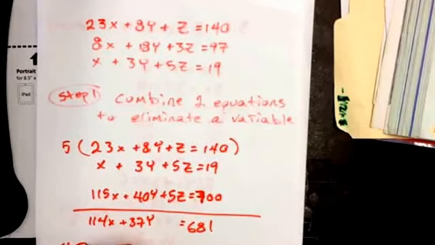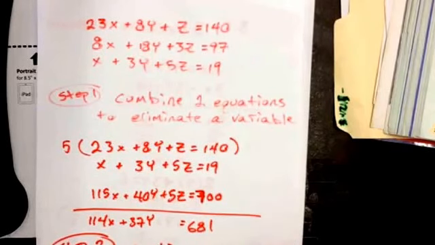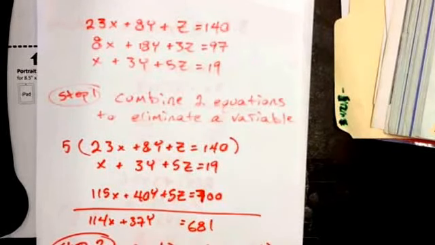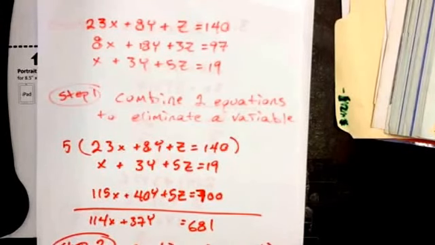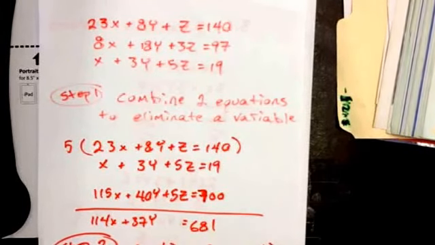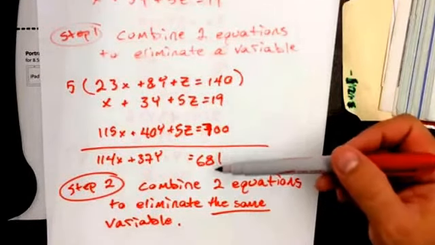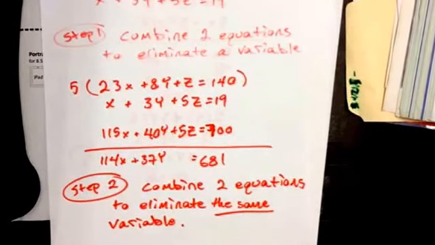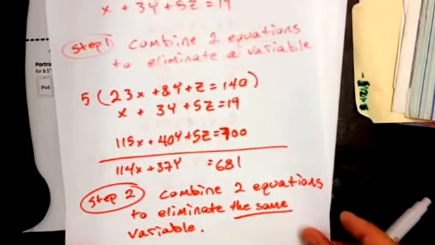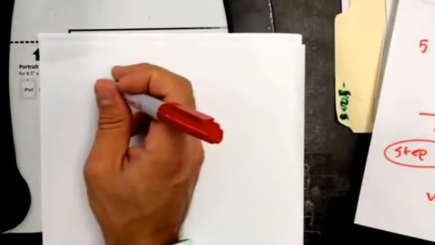Step 2, combine two equations to eliminate, here's the important part, the same variable. When I say the same variable, I mean the same variable that we just eliminated. So since we eliminated z on this last one, we're gonna have to eliminate z on this next one, okay? So we combined the first one and the last one, which means we can't pick those two. So this time I'm gonna combine the first one and the second one.